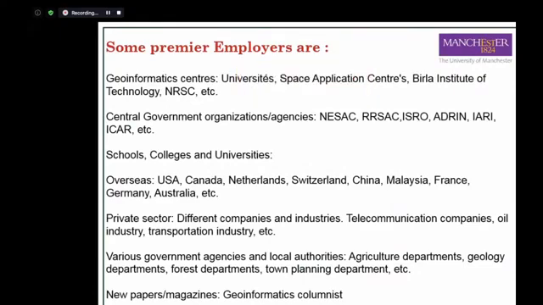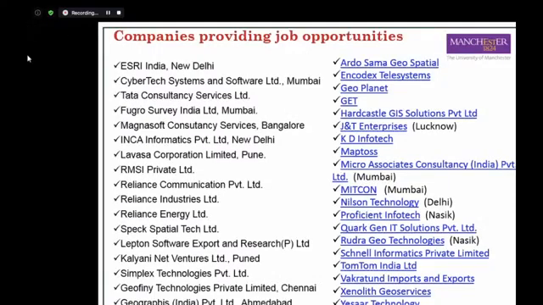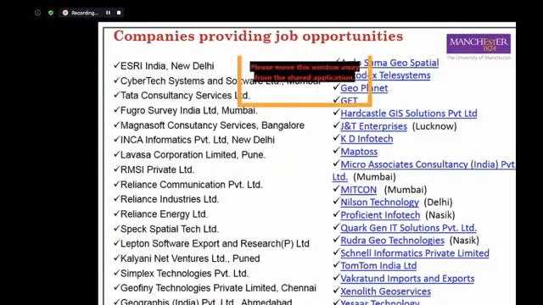Some prominent institutions, okay, and these are the companies. Suppose we are not able to come into the academic field or get a government job. Then we can also work for a professional institution. In 2012 and 2013, I worked for a company for 6 months. I worked for Rolta India.